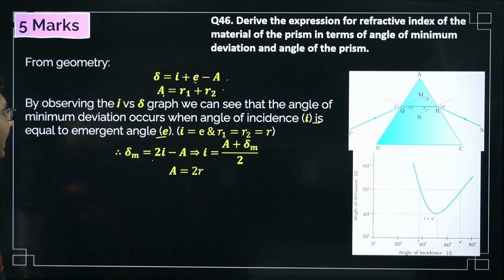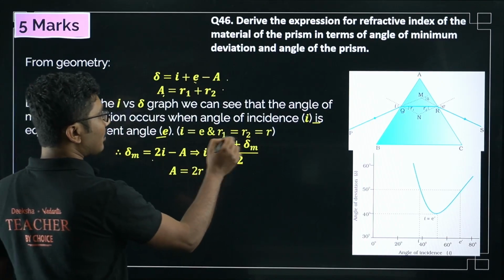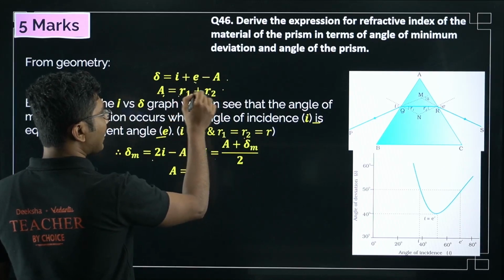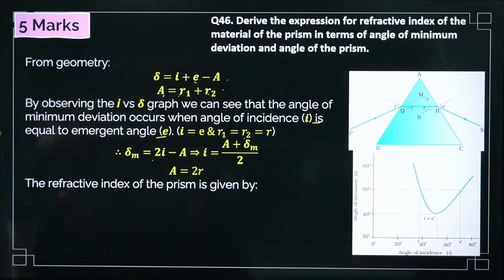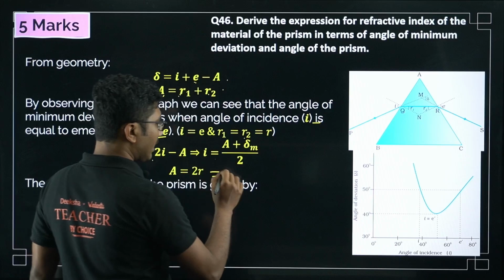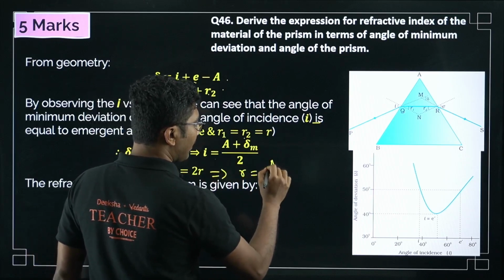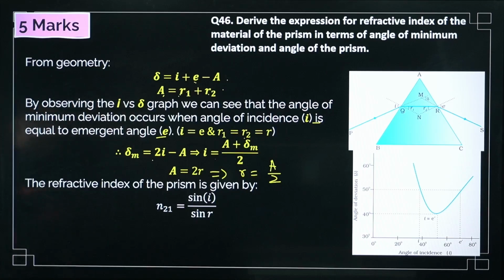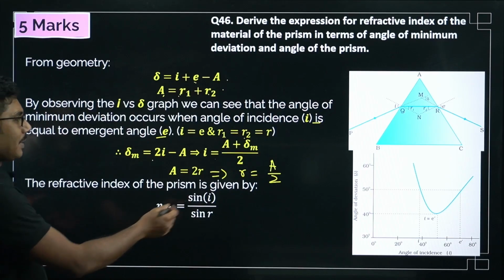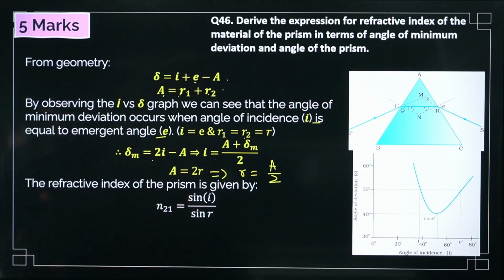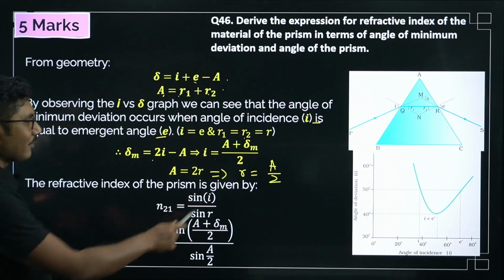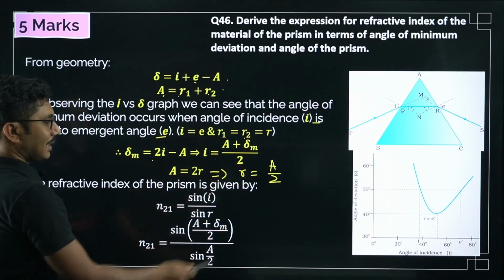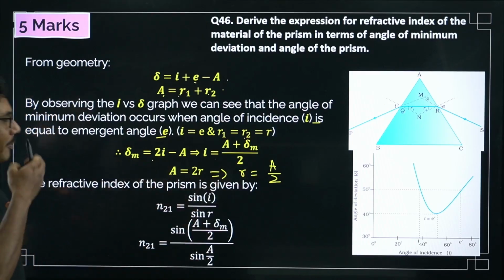Right? Similarly, A is equal to 2R because R1 plus R2 both are equal to R. So R1 plus R2, R plus R, that is 2R. From there you get R equals A by 2. Now Snell's law tells you that the refractive index of the prism is given by sin i by sin r. So from there you can write: what is i? i is (A plus delta m) by 2, what is r? r is A by 2.